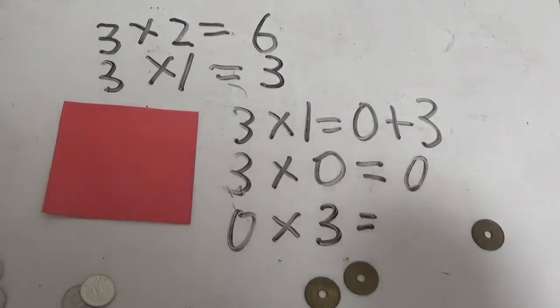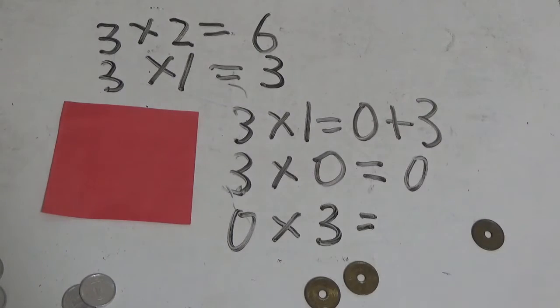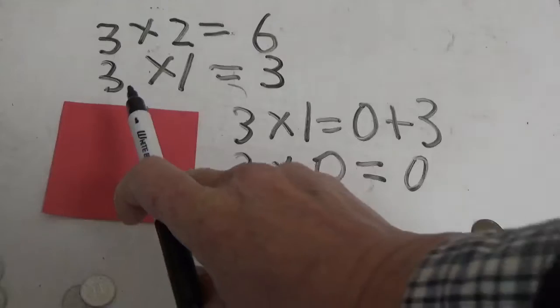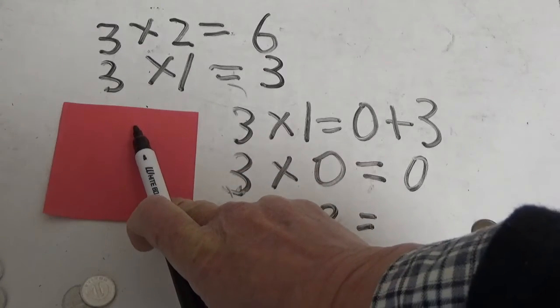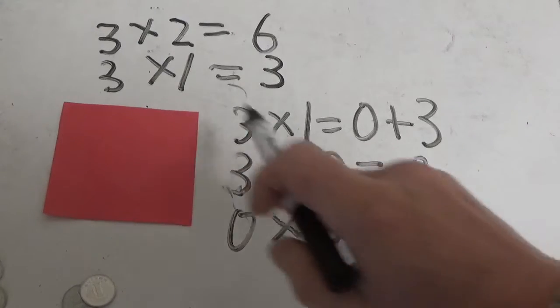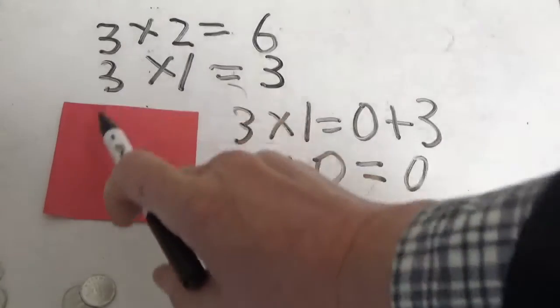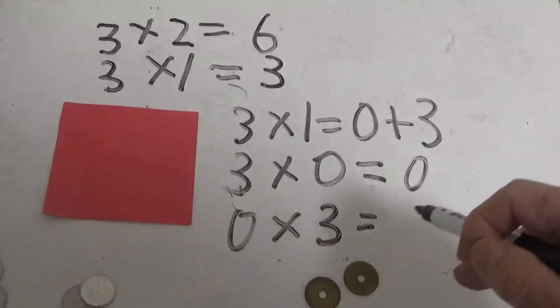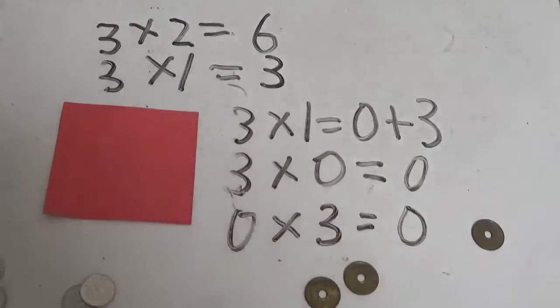What is 0 multiplied by 3? That is no coin added 3 times. That is also 0.